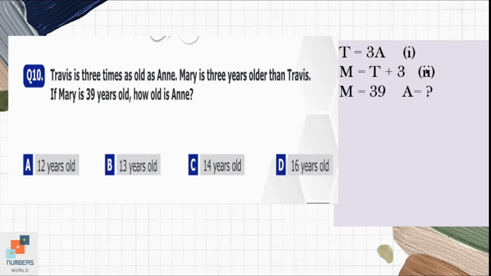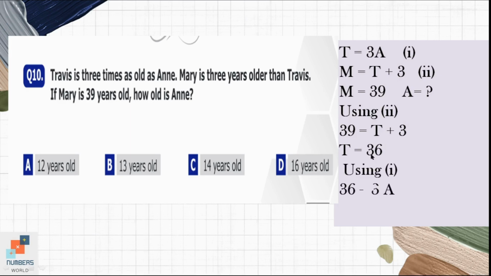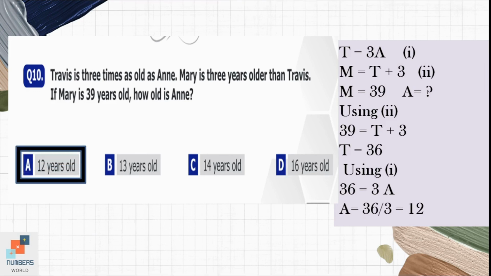We already know the age of Mary, that is 39 years, and we have to find out the age of Annie. We will use the age of Mary and put it in our equation 2 and solve it to find out the age of Travis, which is 36 years. Now, we will use our equation number 1 and put the age of Travis into it and solve it to find out the age of Annie. So that is 12. Annie is 12 years old, which is our option A.